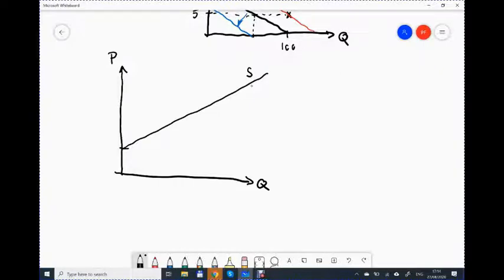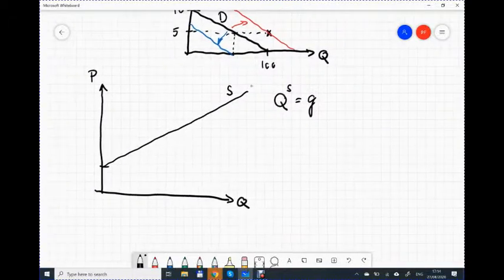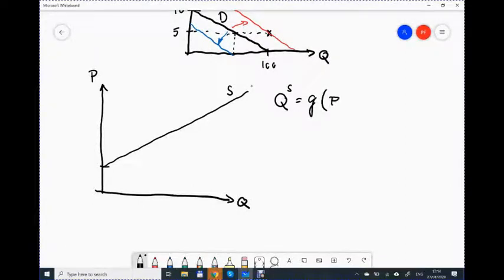We could also write this up in a more algebraic way by simply saying that Qs is again a function, which now I will denote by G, and we say that it depends on the price of the good itself, and it depends on it in a positive way, but it may also depend on other stuff. For example, the cost of production, or it may also depend on technology and all kinds of supply shocks like weather.